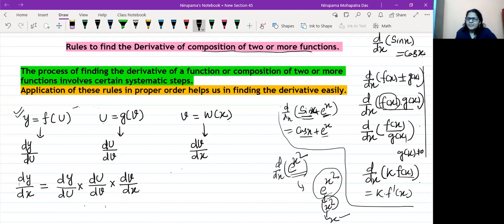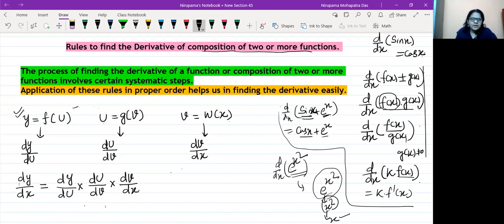Because whenever we find d by dx of sine x, we know sine x is a function of x and we are differentiating with respect to x. But here, when y is indirectly related to x, we cannot find the derivative directly. Okay, so what is the procedure then?